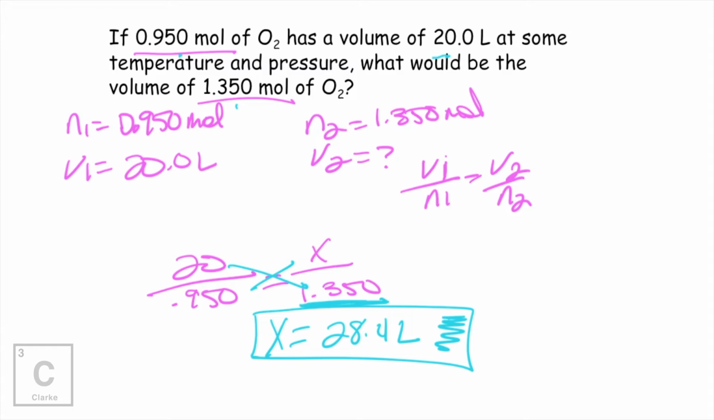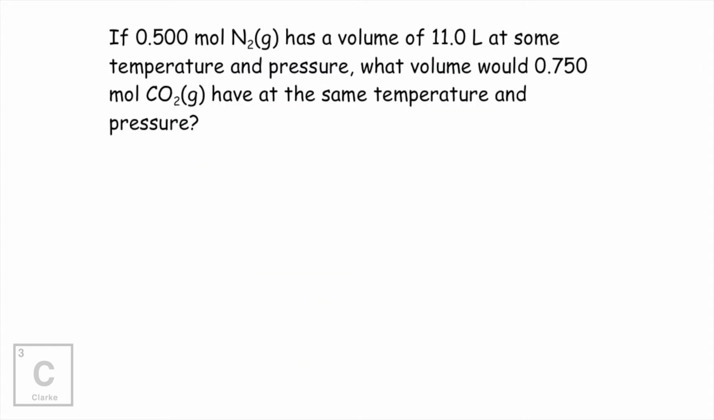I think I have one more example. If 0.500 moles of nitrogen gas has a volume of 11 liters at some temperature and pressure, what volume would 0.750 moles of carbon dioxide have at the same temperature and pressure? Now remember, Avogadro discovered that it doesn't matter what kind of gas. The gas particles are so small that it really doesn't matter what kind of gas. So the fact that we've got nitrogen and carbon dioxide, we're not concerned about that.